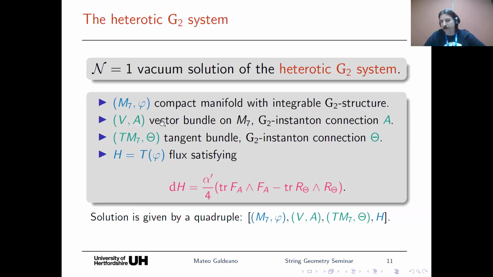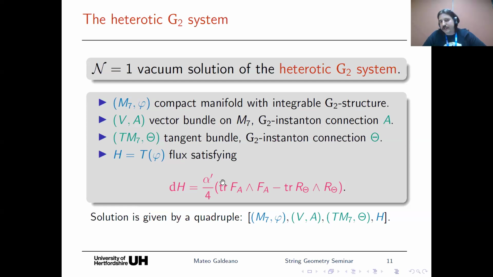But you need also a couple of connections, one in a vector bundle and another one in a tangent bundle, and they have to be G2 instantons with respect to this G2 structure. And you also need this 3-form flux field, which is just set by the torsion of the G2 structure. That's why I put them in the same color, because this is kind of the geometry part of the thing.